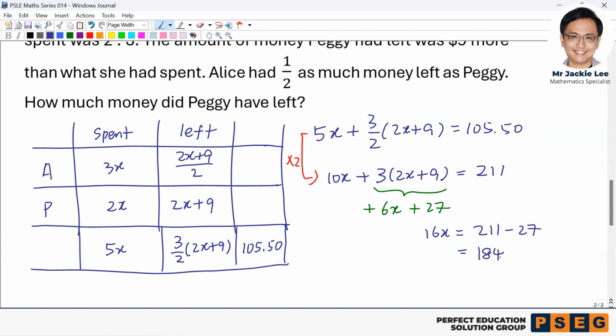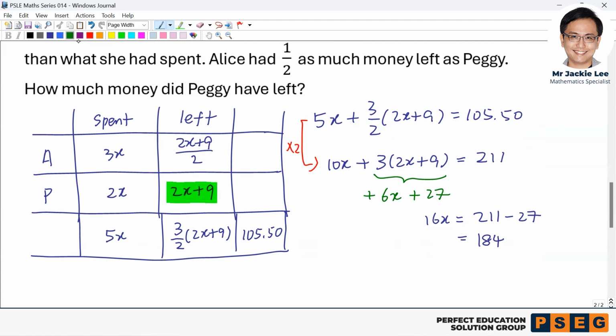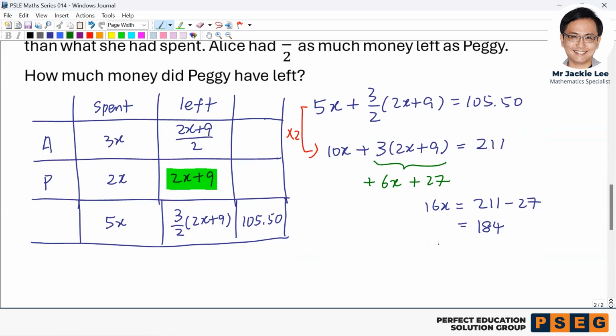So bear in mind that the final answer is over here, 2x plus 9. So again, we just divide by 8. One more time, divided by 8, we should have 2x. 184 divided by 8 should end up as 23. Once again, 2x plus 9, therefore the final answer will be, with the dollar sign, $32.